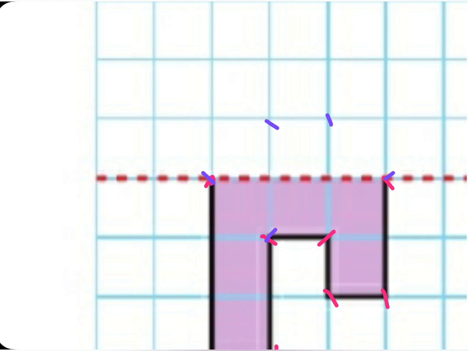Now, let's take a look at these 2 points. Same idea. We measure the distance, for example, for this one, we have 2 centimeters. So we go 1, 2, and we put the point. For this one, we have 2 centimeters. So we go 1, 2, and we put the point.